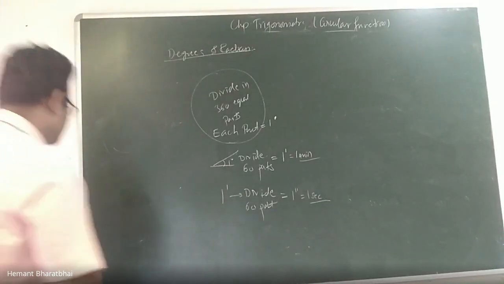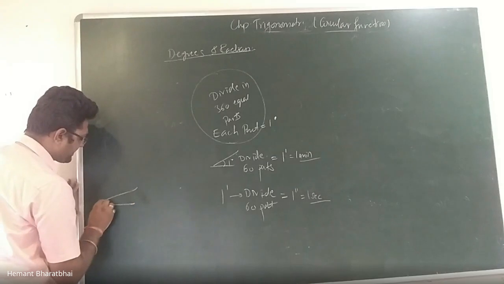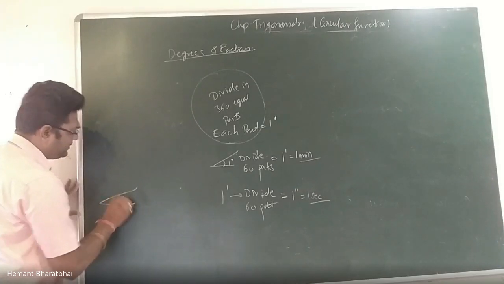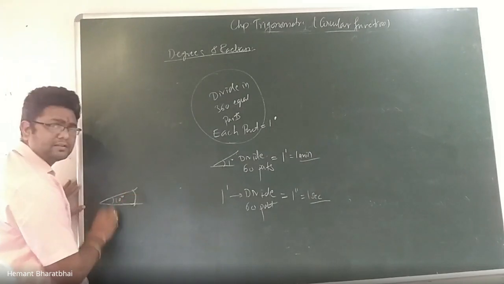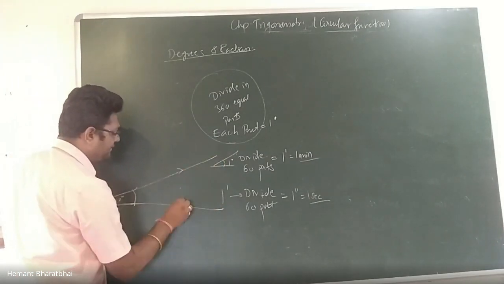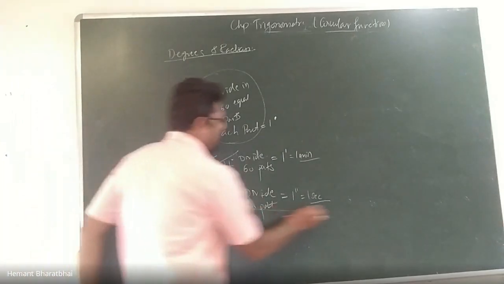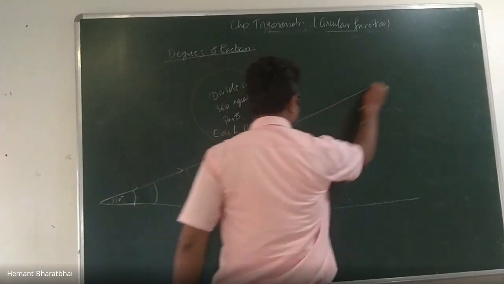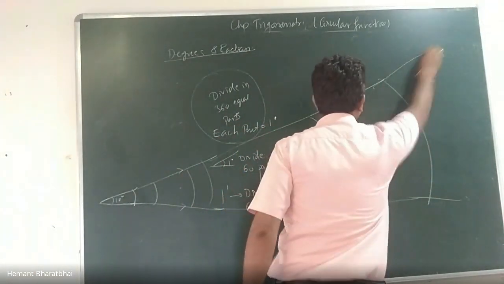Let us try to understand. Now, if I say it is 10 degree, then you will say it is a very small angle, sir. The length of arc is also very small. Suppose I keep on increasing the arm. If I keep on increasing, the length of arc subtended goes on increasing.